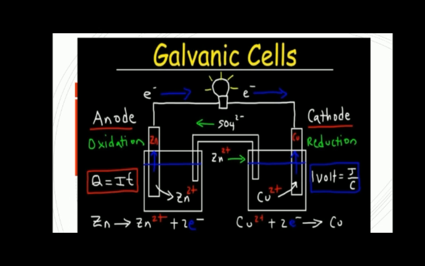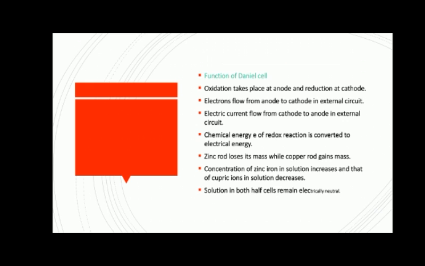These two half cells are connected by the insulated wire, where a bulb is also glowing in the middle. And also these two half cells are connected through the salt bridge. Let's see in detail the function of the Daniell cell.